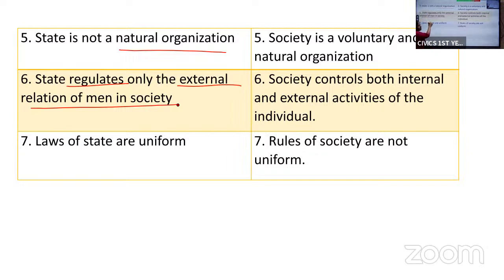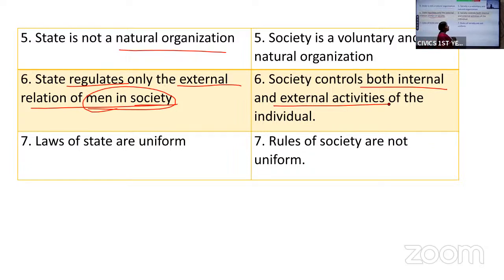That means through government. What does government do? Government makes the laws for the people. So government is controlling the men. Men are part of society. People are society. So the state will regulate the external relations of men in the society, whereas society controls both internal and external activities of the individual. Here I'll explain. If you break any law, you have to pay the fine or face the punishment. That is, the state is regulating the actions of the individual through laws.